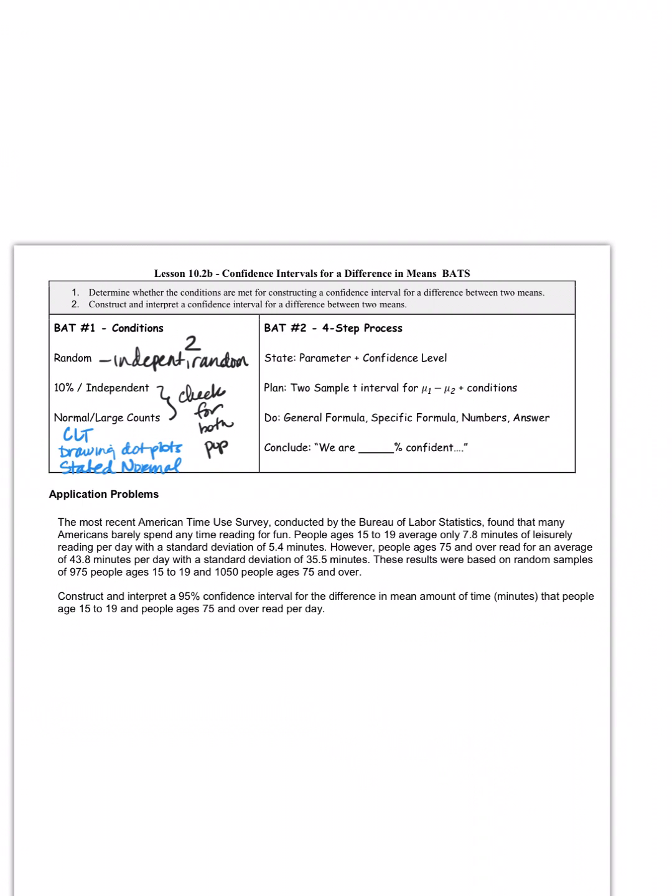All right, then there's your 4-step process. Not a whole lot has changed here, but here is the name of the test, the 2-sample T interval. That's the name of that test. And soon we're going to start generating a list of the tests that we've learned so that you can kind of see where we're headed, okay? Now, let's dive into this question.